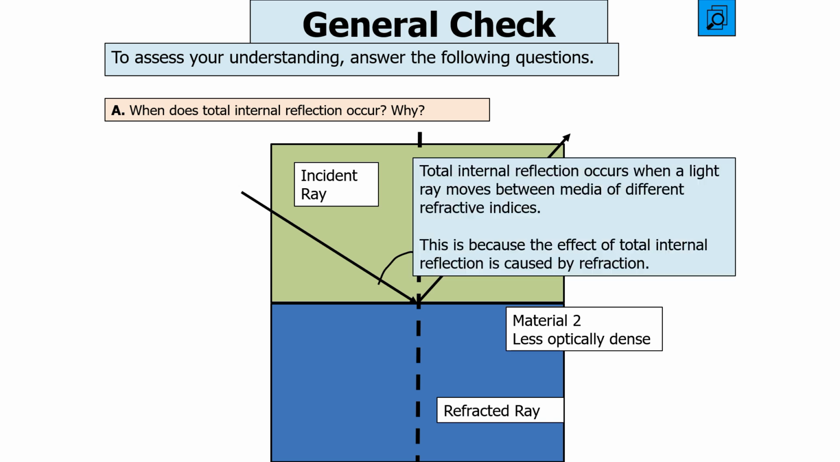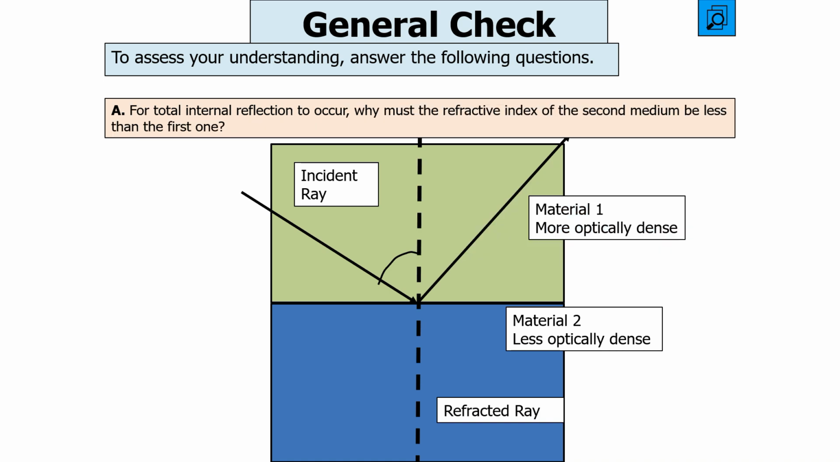Total internal reflection occurs when a light ray moves between media of different refractive indices, because the effect of total internal reflection is caused by the refraction. For total internal reflection to occur, why must the refractive index of the second medium be less than the first one? So pause the video now, then unpause the video when you want to go through your answer.